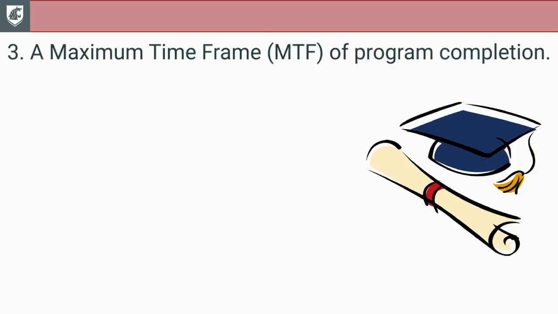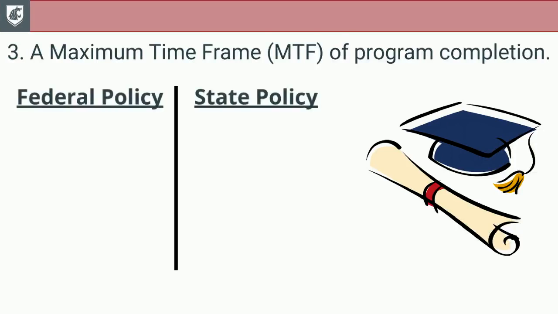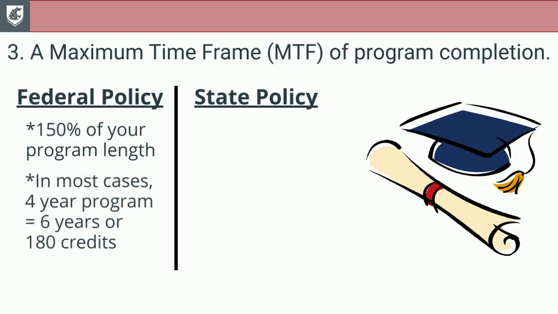3. A maximum time frame of program completion. The federal government allows students to receive aid up to 150% of their published program length. In most cases, this means a student in a 4-year program can receive aid for up to 6 years or 180 credits.